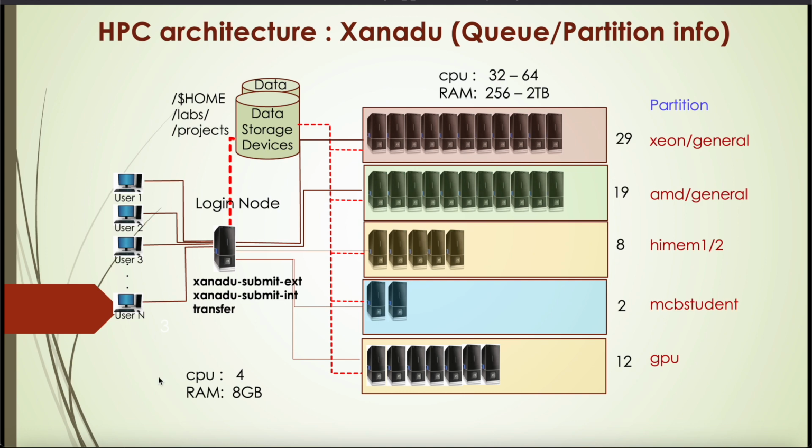If you look at the computational resources available on the submit nodes, they are pretty small. These numbers might be different, but they are not really big, strong machines. Here I'm putting 4 CPUs, they may be a little bit more, and 8 gigabytes of RAM. But the compute nodes are much bigger in configuration. They have CPUs anything from 32 to 64, and their memory ranges from 256 gigabytes to about 2 terabytes of RAM.